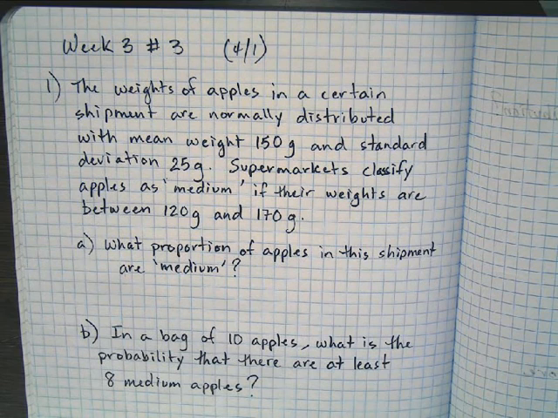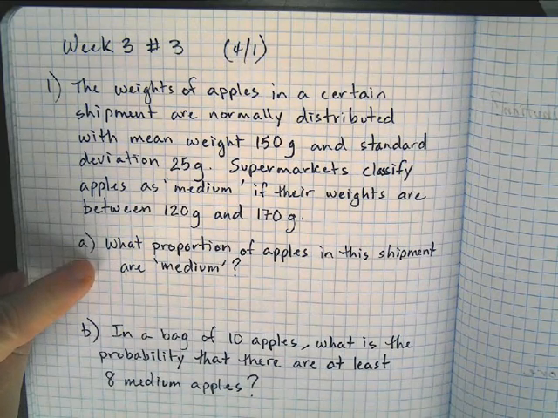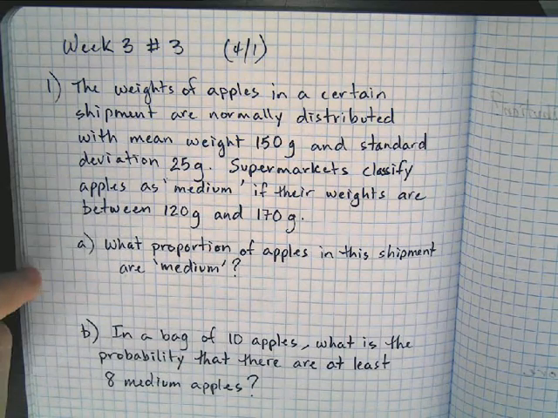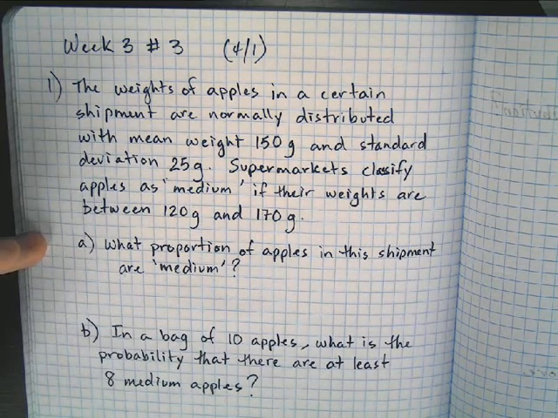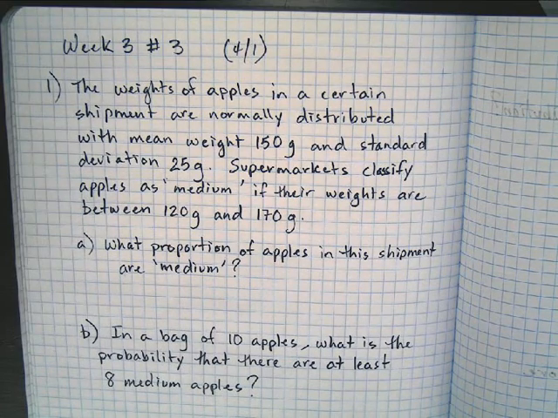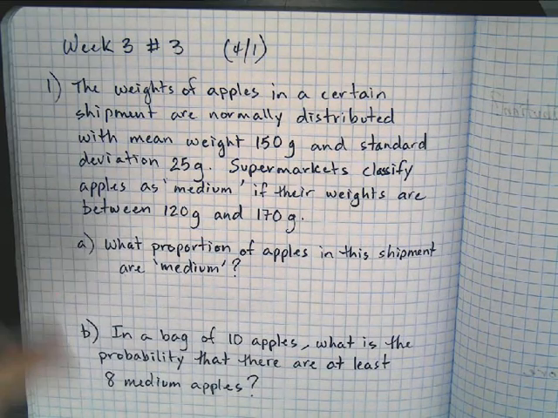Oftentimes proportions are expressed as a fraction, but I want you to actually write it as a percent because you're going to be using your calculator to get the answer. So it's the same as calculating the probability that it's going to be medium, okay? Just a little pro tip there. Proportion and probability are basically expressed the same way as a percent. It's the same question as asking what is the probability that an apple in this shipment is medium. Once you find that, that's going to help you solve the next question.